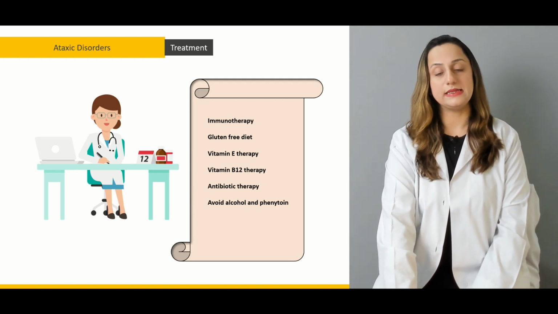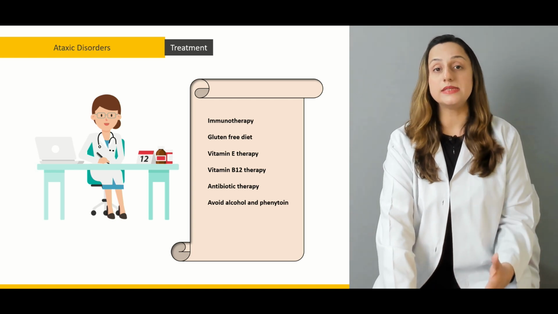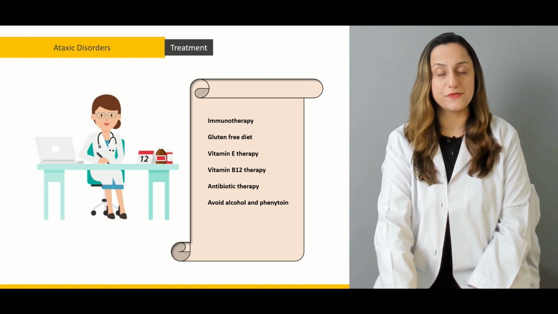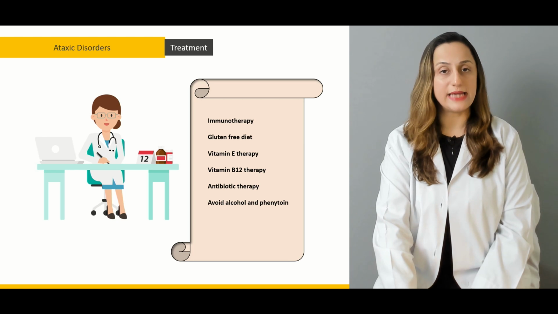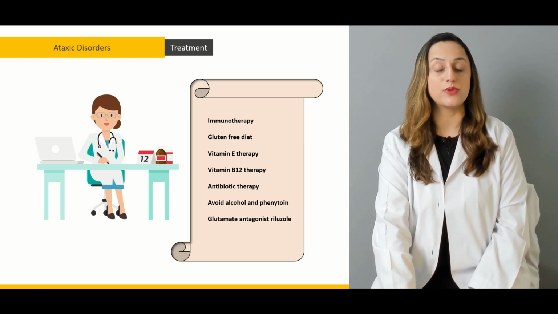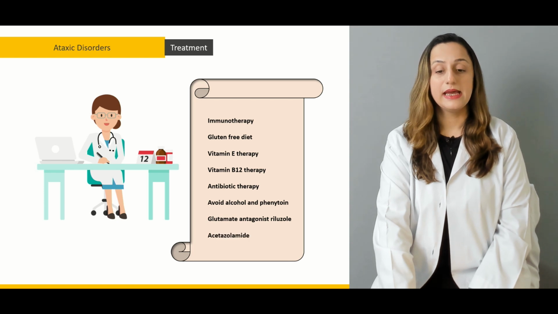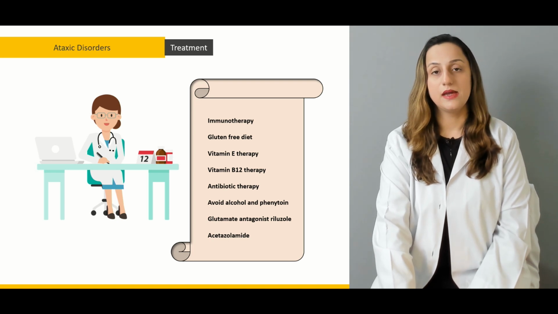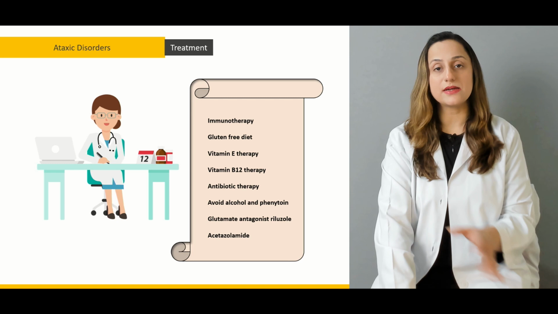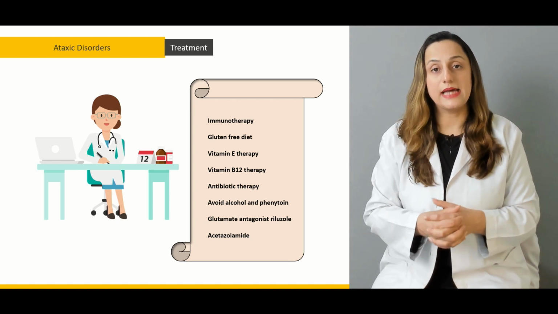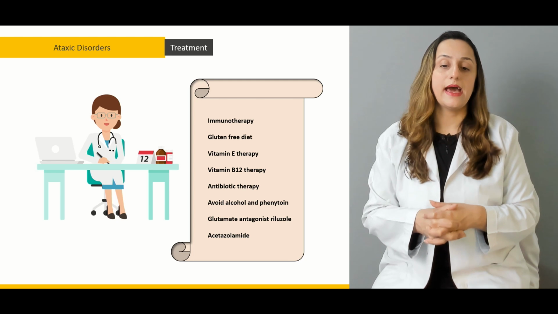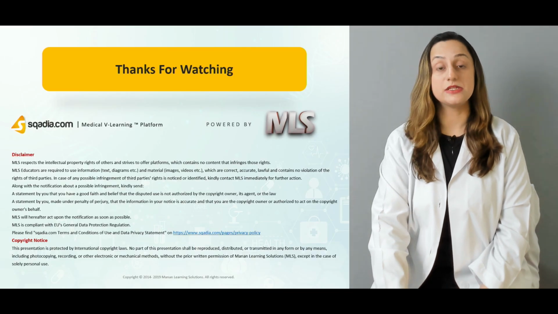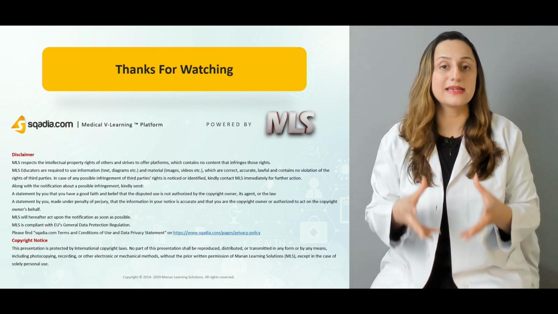and sometimes you also want to give out antibiotic therapy or antibiotic treatment as a prophylactic treatment for such patients. You ask the patient to avoid alcohol and phenytoin, and you can use the glutamate antagonist riluzole. And then you can also prescribe acetazolamide as one of the drugs in the treatment guidelines. So this is a complete regimen that is advised for such patients, and basically it is an antibiotic therapy coupled with the vitamin therapy, which gives you very good results in these patients with ataxic conditions.